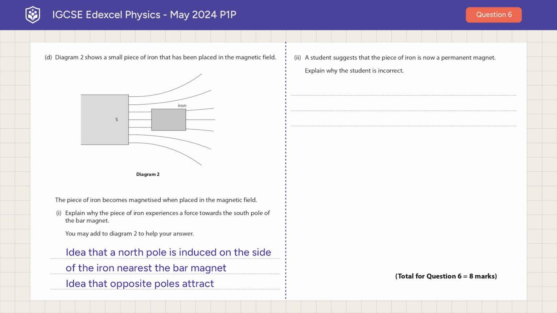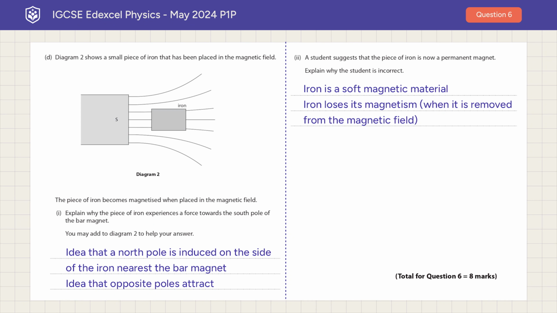Finally, the last question from number 6 explains why the iron isn't a permanent magnet. Iron is magnetically soft, which means it loses its induced magnetism as soon as it's removed from the magnetic field.